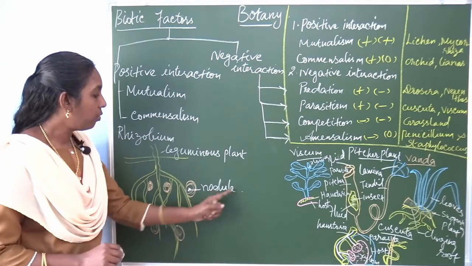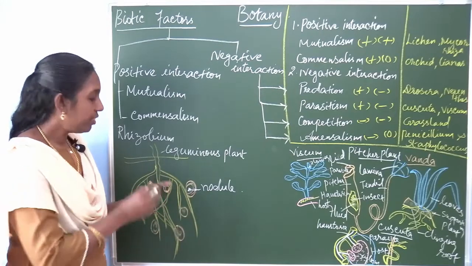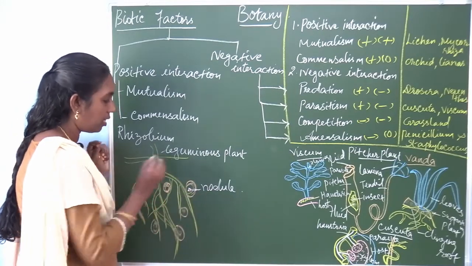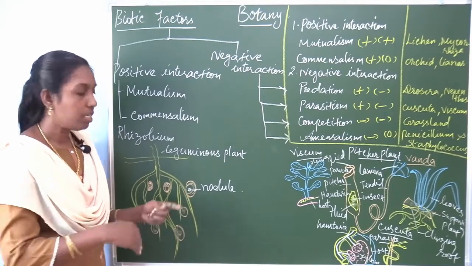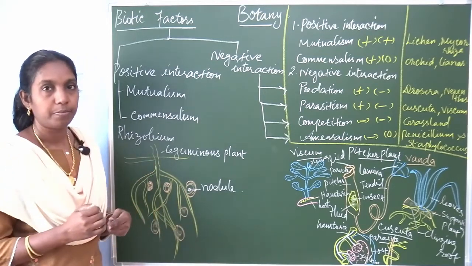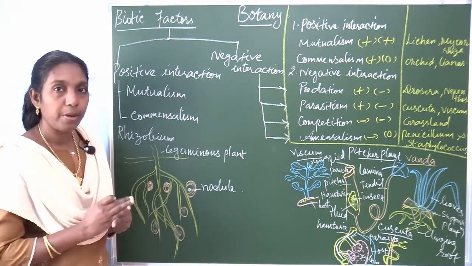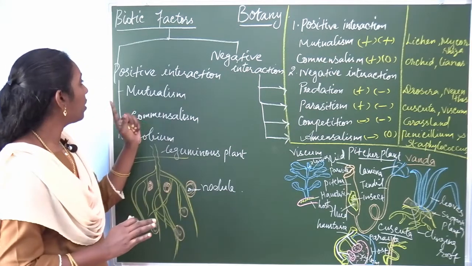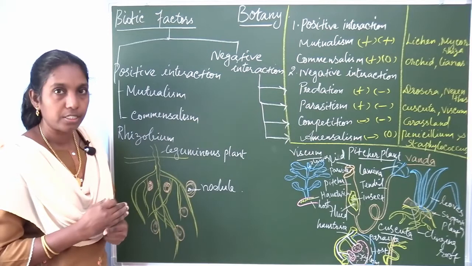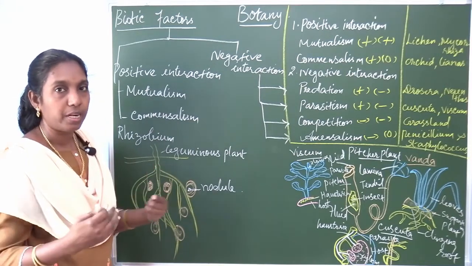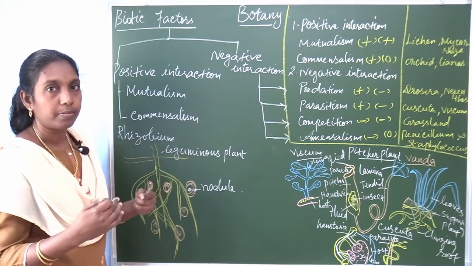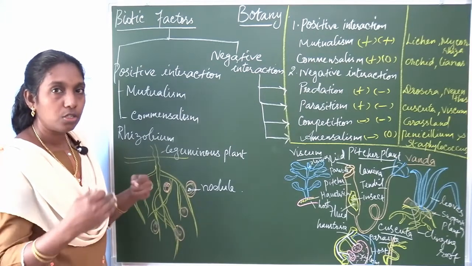This nodule gives shelter to the bacteria, and at the same time this bacteria fixes nitrogen and gives it to the plant. So both are mutually benefited, it is not harm. This is one of the positive interactions. The term is mutualism. Both organisms are mutually benefited, in an interaction between 2 different species.